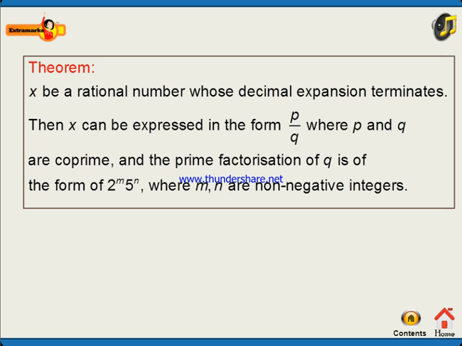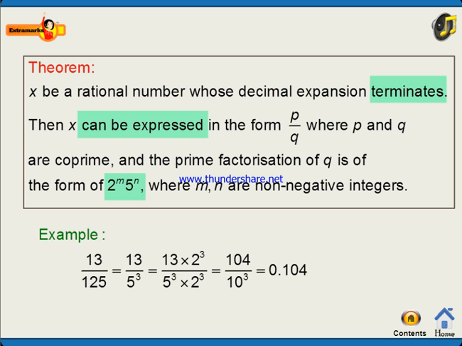Let x be any rational number whose decimal expansion terminates. Then, x can be expressed in the form p upon q, where p and q are co-primes. The prime factorization of q is of the form 2 raised to the power m multiplied by 5 raised to the power n, where m and n are non-negative integers. Consider the following example.